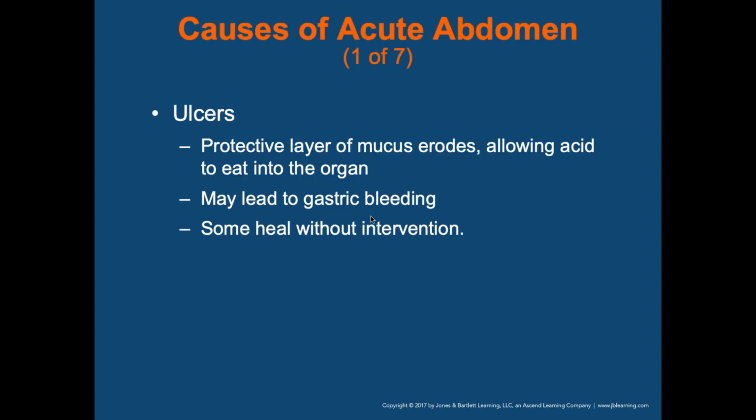All right. So with ulcers, their protective layer of mucus starts to erode, allowing acids to eat into the organs. This may lead to gastric bleeding, and some heal without intervention. So what to know about ulcers and why they're so important. If we have patients that have histories of bleeding ulcers, we can't give them aspirin. Why is that? Why do you guys think that is?